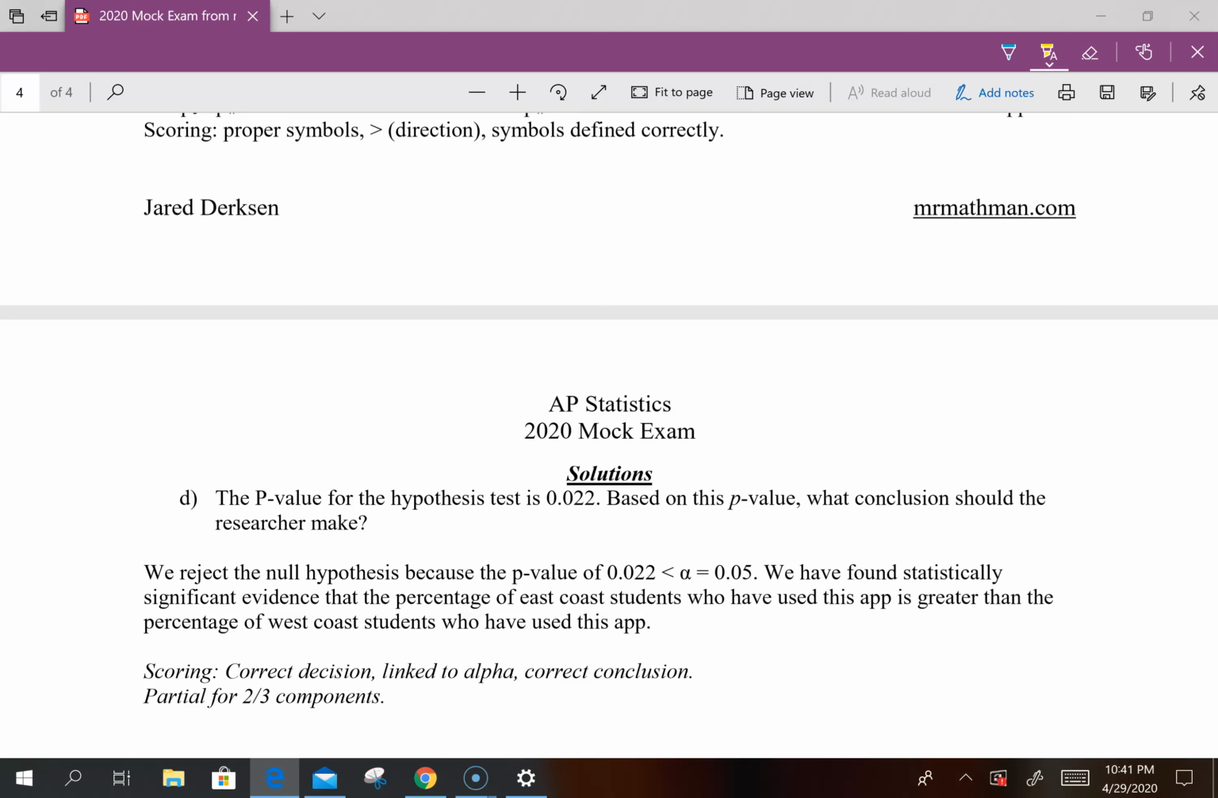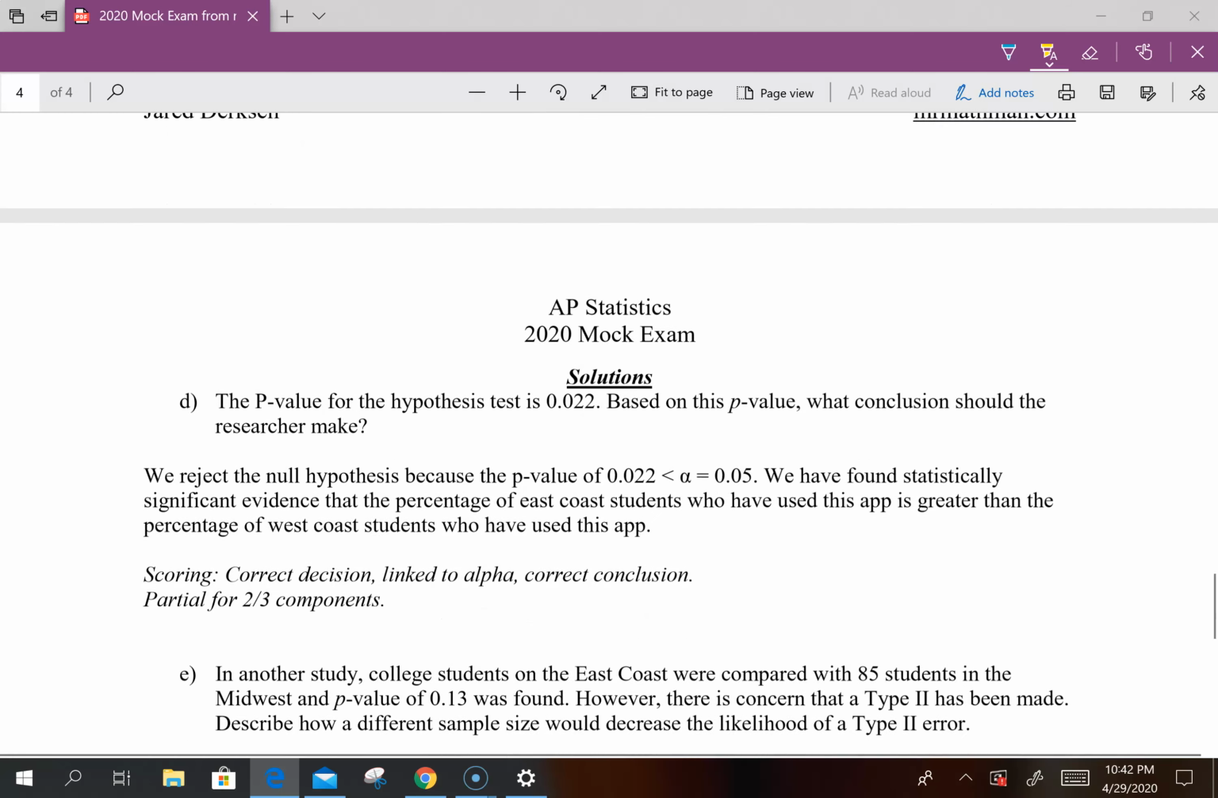0.022 is smaller than 0.05, so we can reject our null hypothesis, and we do have convincing, he used the words statistically significant evidence. Convincing evidence works just as well, that the percentage of East Coast students who have used this app is greater than the percentage of West Coast students who have used this app. Okay, so that works. It's pretty straightforward. I would expect to see something like that. I am very sure that they are going to want to make sure that you know how to look at a p-value. So expect that.